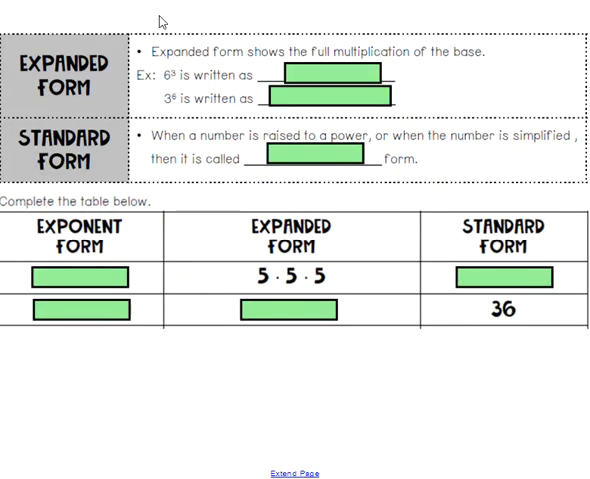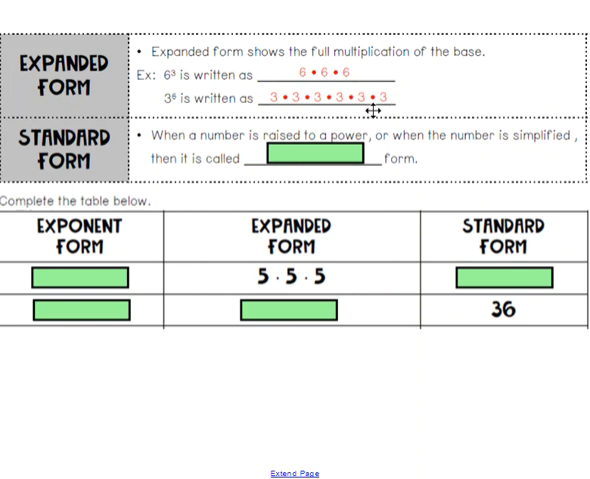Okay, so let's talk about different types of writing these. There's expanded form. This shows us the full multiplication of the base. For instance, 6 to the third power is written as 6 times 6 times 6. So that's expanded form. We've really taken this and expanded it out. Okay, right here, if we had 3 to the 6th power, well, that means we want to multiply 3 six times. So in expanded form, that would look like that.